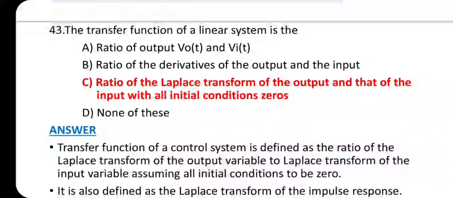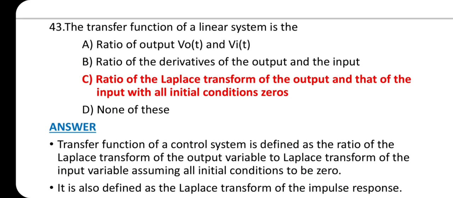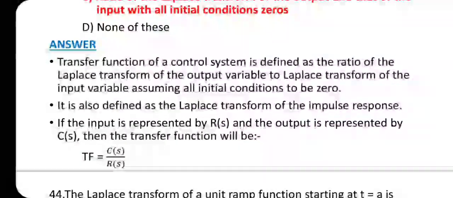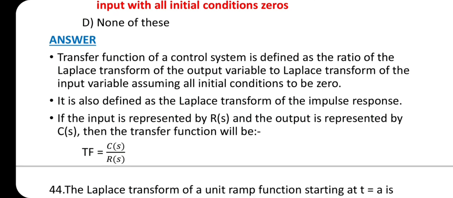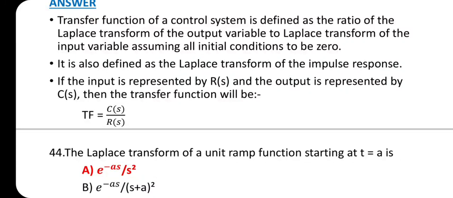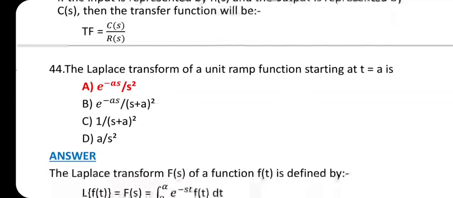Next, question number 43. The transfer function of a linear system is the, answer is option C, ratio of the Laplace transform of the output and that of the input with all initial conditions 0. Transfer function of a control system is defined as the ratio of the Laplace transform of the output variable to Laplace transform of the input variable, assuming all initial conditions to be 0. It is also defined as the Laplace transform of the impulse response. If the input is represented by R(s) and the output is represented by C(s), then the transfer function equal to C(s) divided by R(s).